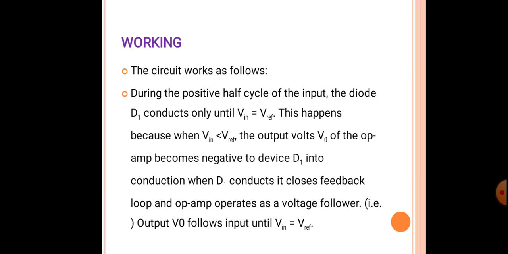Okay, now let us see the working. The circuit works as follows. During the positive half cycle of the input, the diode D1 conducts only until V input is equal to V reference. This happens because when V input is less than V reference, the output voltage V0 of the operational amp becomes negative to drive D1 into conduction. When D1 conducts, it closes the feedback loop and the operational amp operates as a voltage follower. That is, output V0 follows input until V in is equal to V ref.